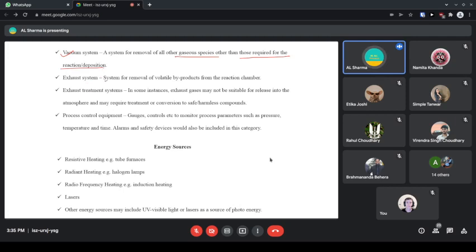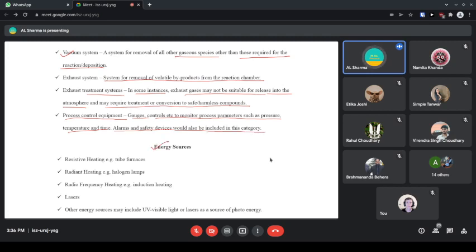Exhaust systems are required for removal of volatile byproducts from the reaction chamber, whatever unnecessary particles are left that need to be evacuated. Exhaust treatment system: in some instances exhaust gases may not be suitable for release into the atmosphere and may require treatment or conversion to safe, harmless compounds. Process control equipment, gauges, controls, etc. monitor process parameters such as pressure, temperature, and time. Alarm and safety devices are also included in this category.